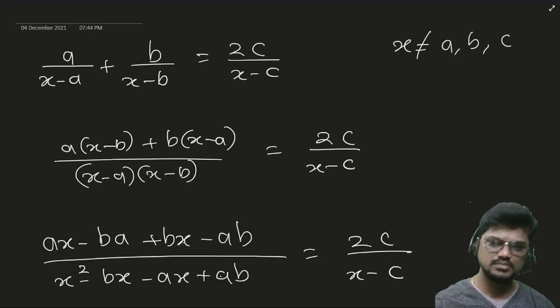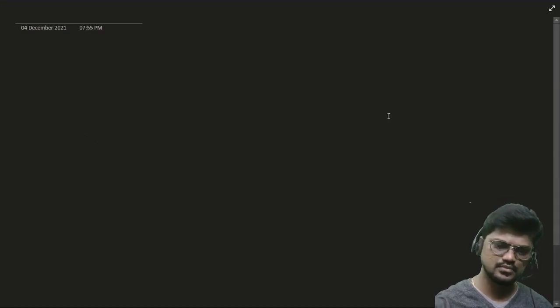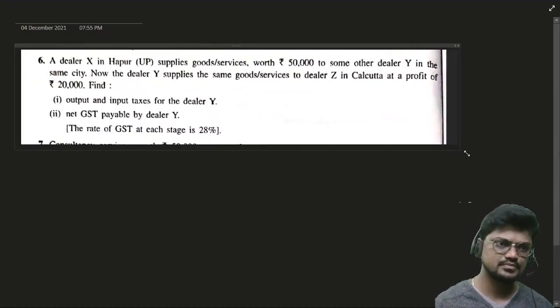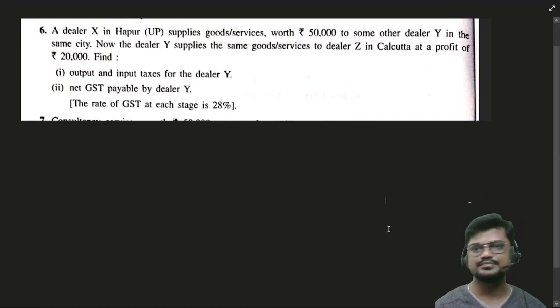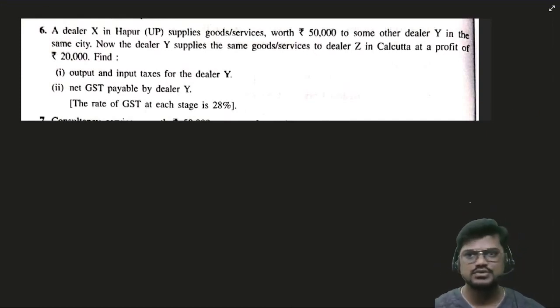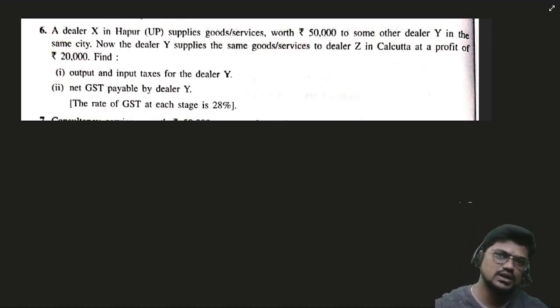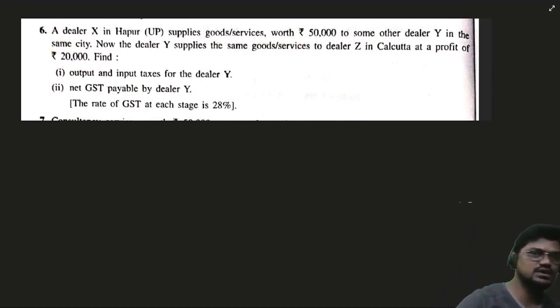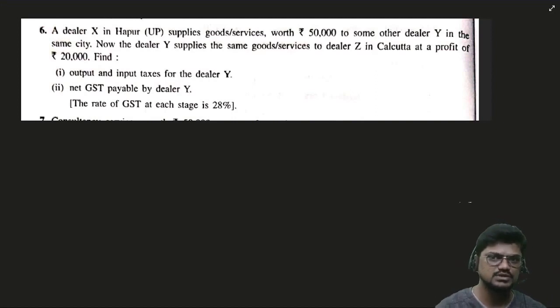Exercise 1B, question number 6. Yes. This one. Okay. Fine. See over here. A dealer X in Hapur, UP supplies goods and services worth rupees 50,000 to some other dealer Y in the same city. Now the dealer Y supplies the same goods or services to dealer Z in Calcutta at a profit of this much. Output and input tax.